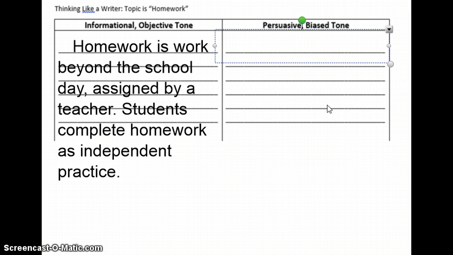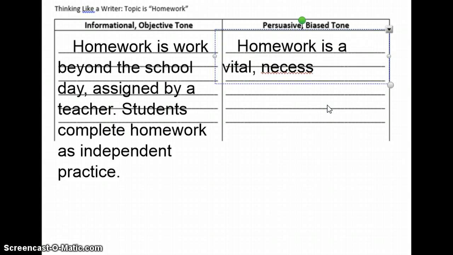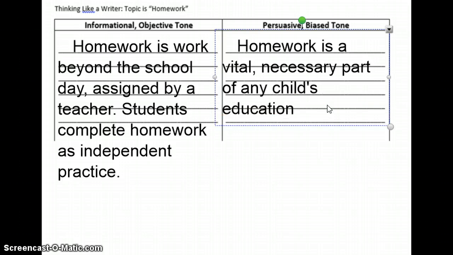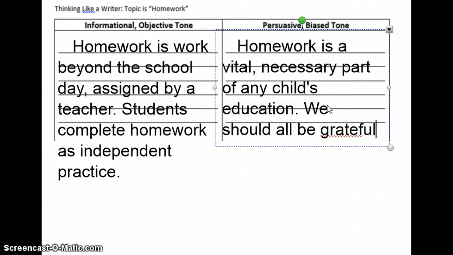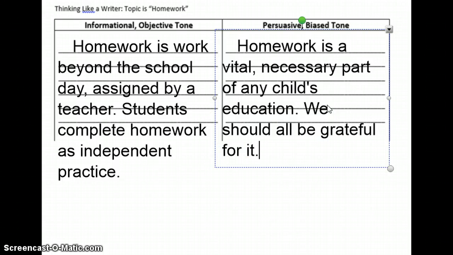So I'm going to use words that are really positive and complimentary. I might say something like this. Homework is a vital, necessary part of any child's education. We should all be grateful for it. Let's take a look at some of my words that really show this biased tone that is strongly persuasive.